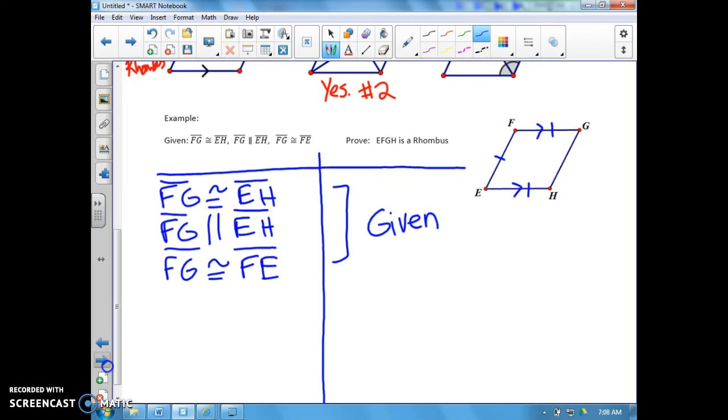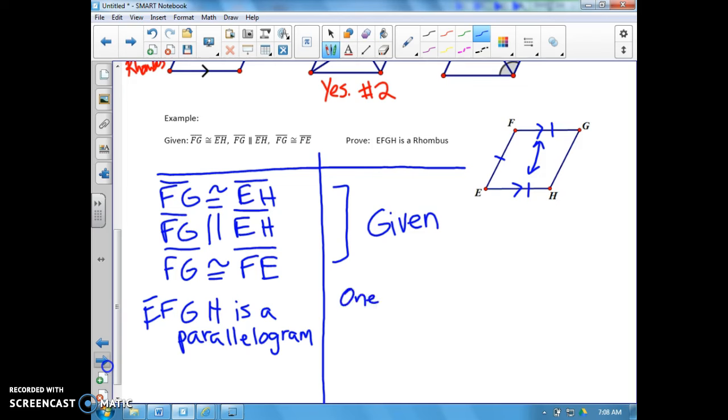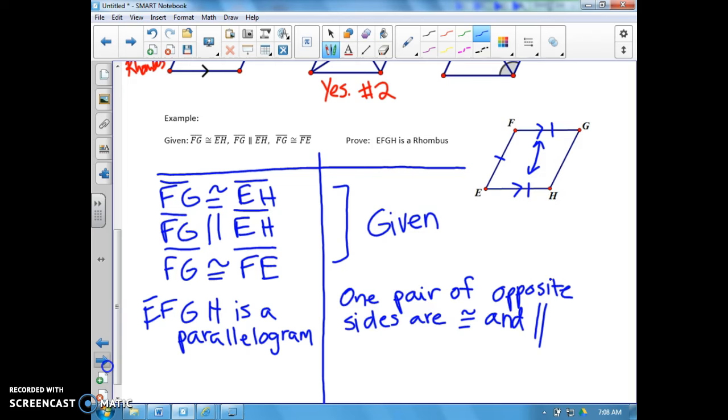Well, the first thing I can say, I noticed that I have one pair of opposite sides that are both parallel and congruent. Therefore, EFGH is a parallelogram because we have one pair of opposite sides that are congruent and parallel. Okay.